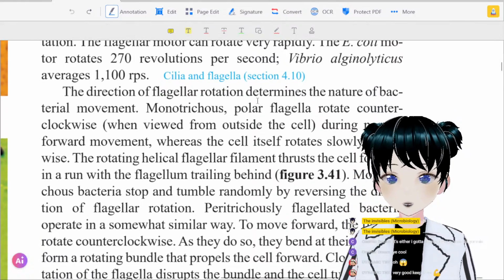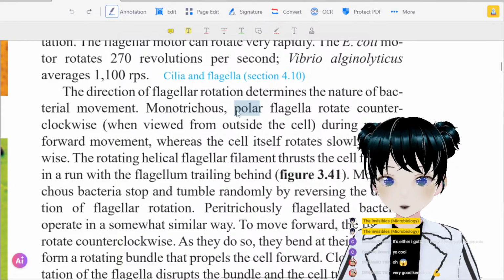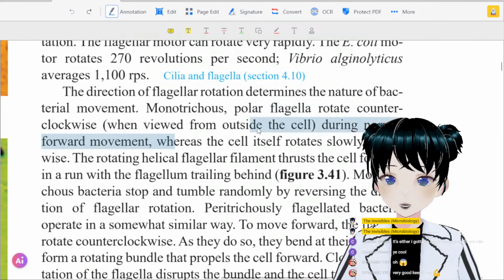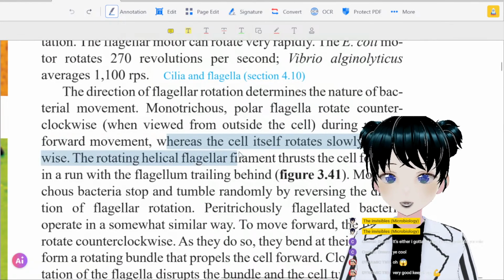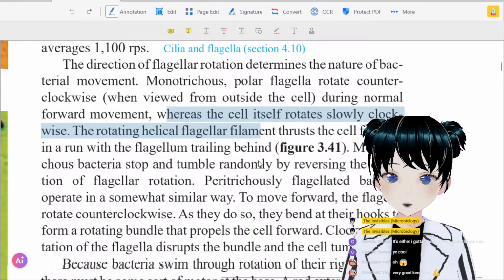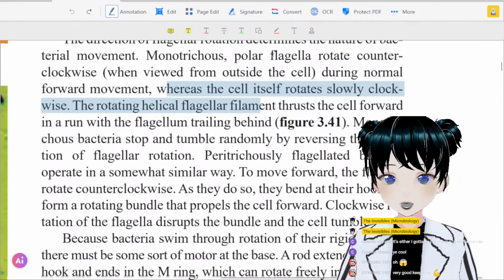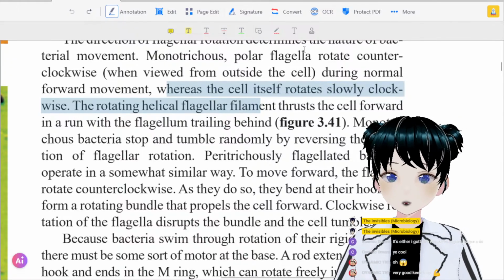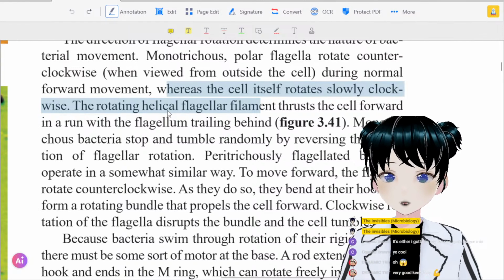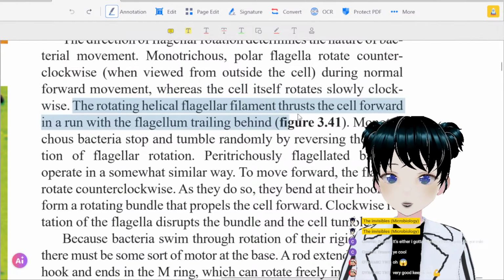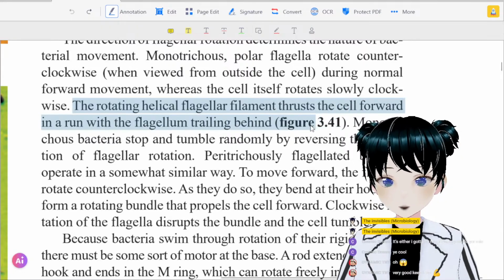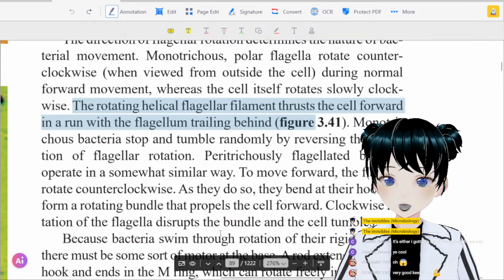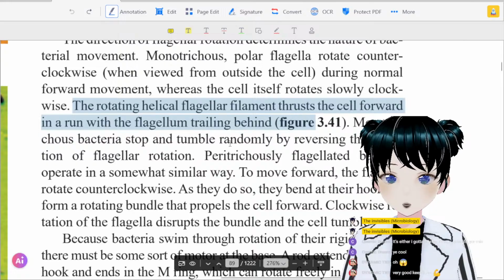The direction of the flagellar rotation determines the nature of bacterial movement. Monotrichous polar flagella rotate counterclockwise when viewed from the outside of the cell during normal forward movement, where the cell itself rotates slowly clockwise. See, the polar flagellum is moving counterclockwise while the cell is moving clockwise. The rotating helical flagellar filament thrusts the cell forward in a run. Even though it's rotating, of course the speed is so high that it is moving forward also, in a run with a flagellum trailing behind.